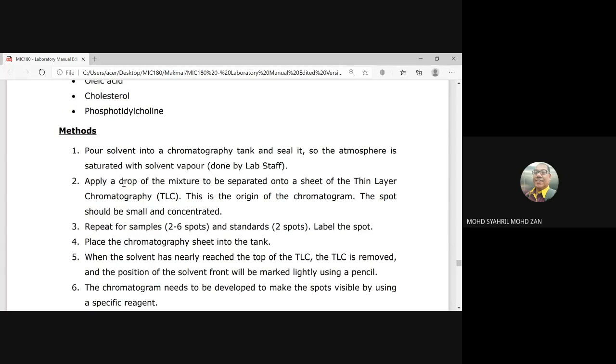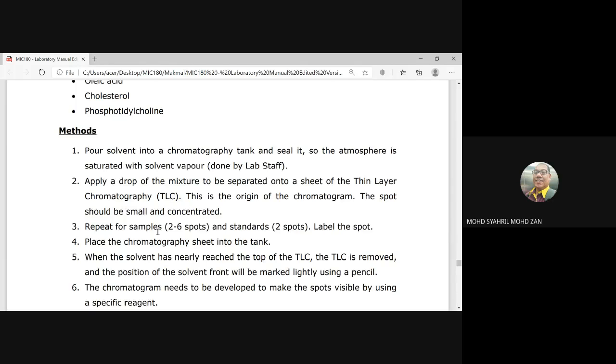Then what you have to do is first apply a drop of the mixture to be separated onto the sheet of thin layer chromatography, or TLC. This is the origin of the chromatogram. They will give you a plate, glass or paper, which we call a chromatogram. The spot should be small and concentrated. You put the spot on the chromatogram, and then repeat for the sample. Our sample is the groundnut from earlier.